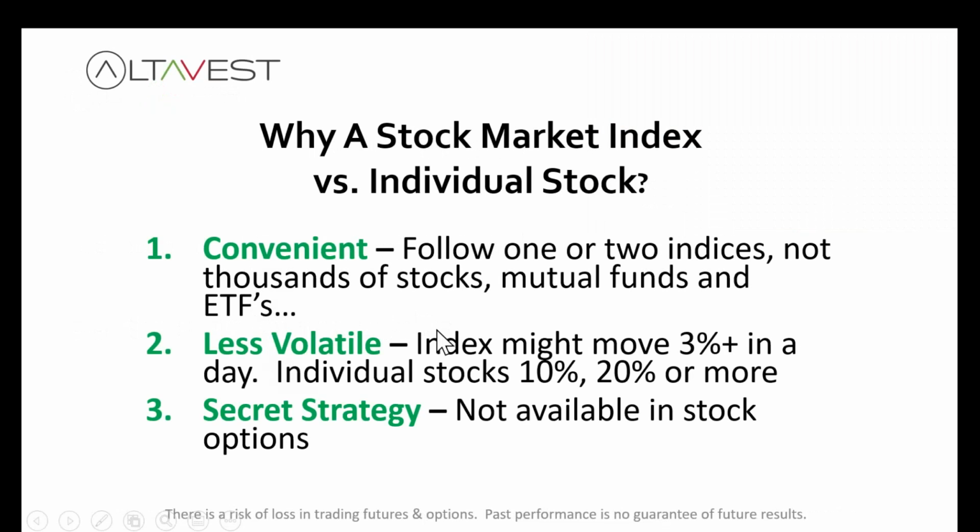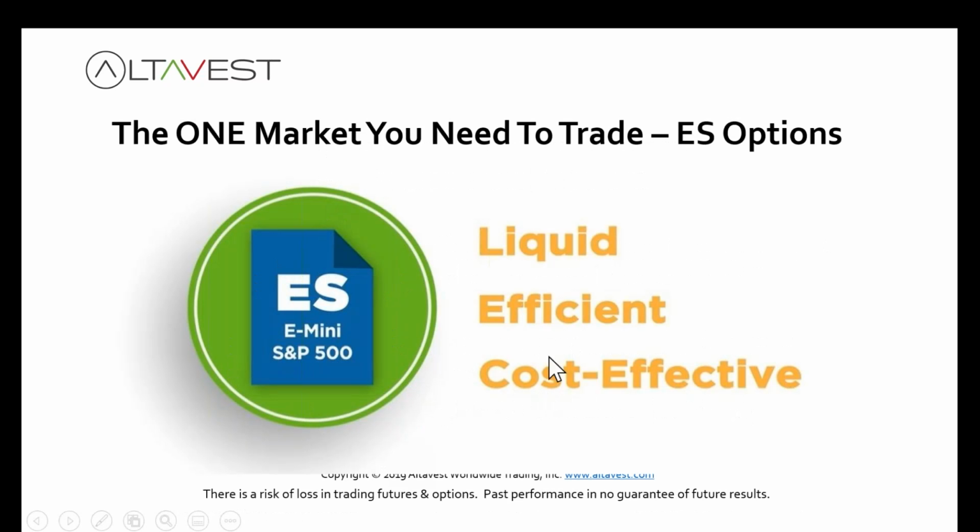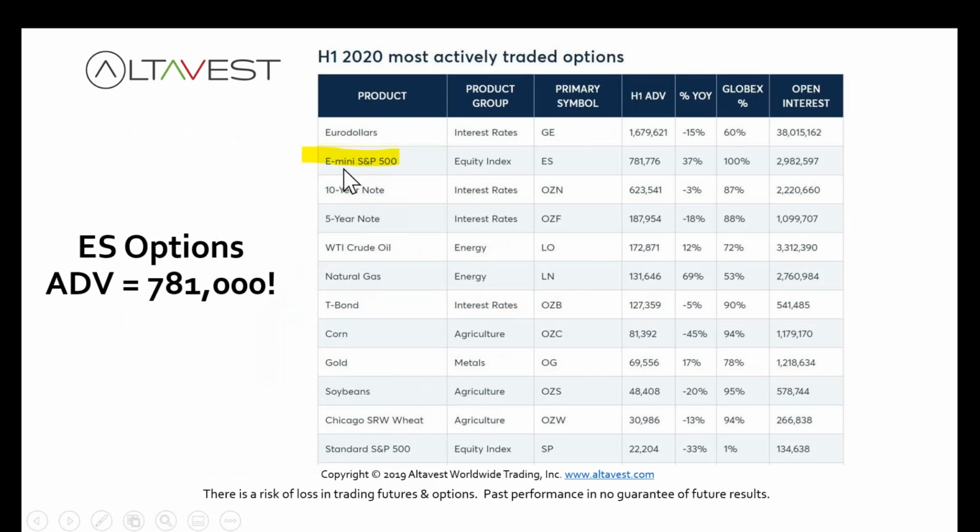And why do we like the index? It's convenient. First of all, we're going to follow just one or two indexes, not thousands of securities. An index is always less volatile than an individual stock. And then we have a secret proprietary strategy. It's not available for use in stock options. And the one market we're going to focus on is the ES. Remember that symbol, the E-mini S&P 500, liquid, efficient, cost-effective, average daily volume. I couldn't get the latest for the second half, of course, so we're not quite done, but 781,000 average daily volume. So you're in the right spot, folks.